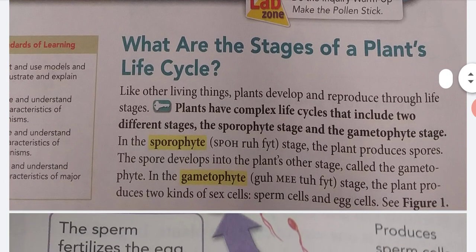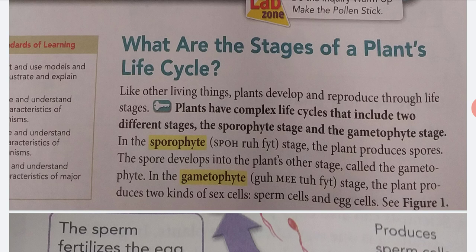What are the stages of a plant's life cycle? Like other living things, plants develop and reproduce through life stages. Plants have complex life cycles that include two different stages: the sporophyte stage and the gametophyte stage.